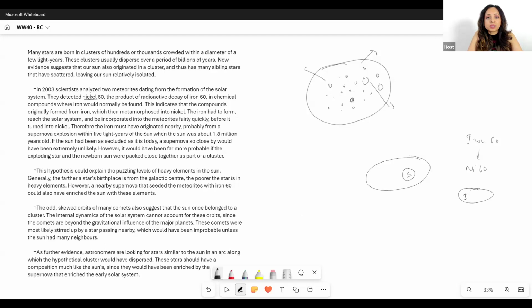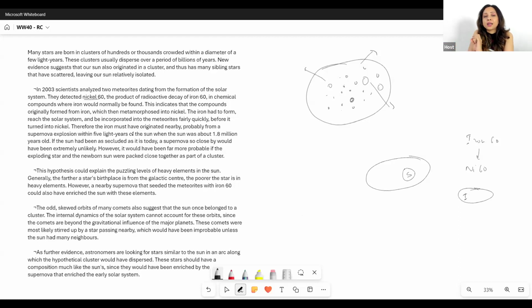Okay, therefore the iron must have originated nearby, probably from a supernova explosion within 5 light years of the sun, when the sun was about 1.8 million years old. So they are saying that iron could not have formed very far away, because by the time it would have reached our solar system, it would have already degraded into nickel, right? That's not okay. So, which means that iron would have formed somewhere close by.